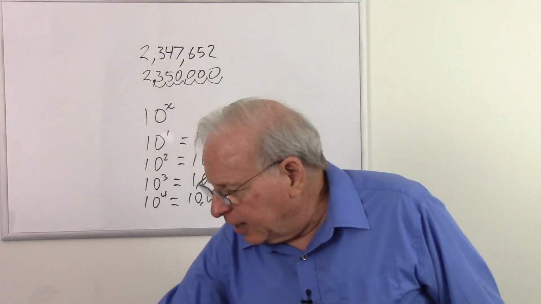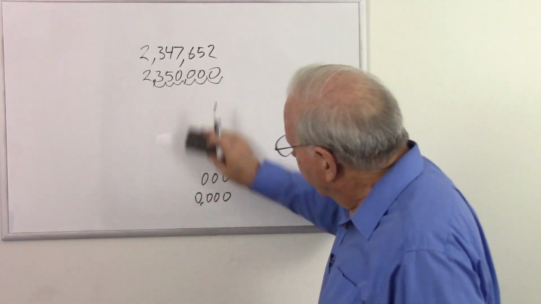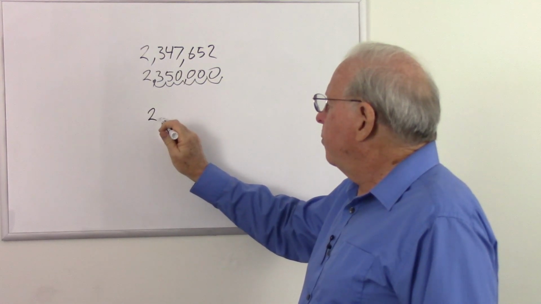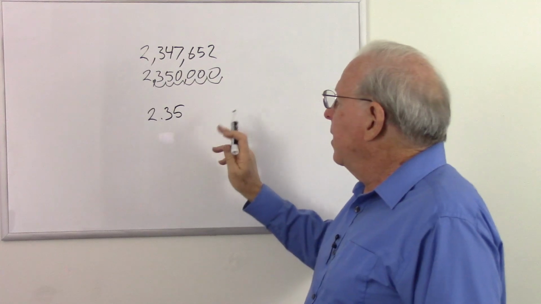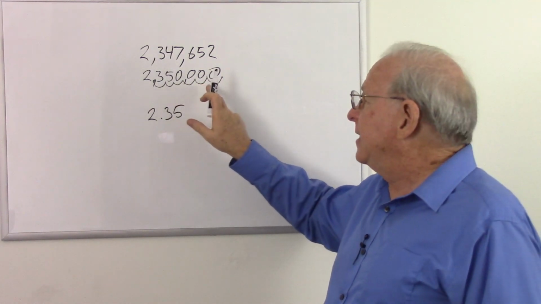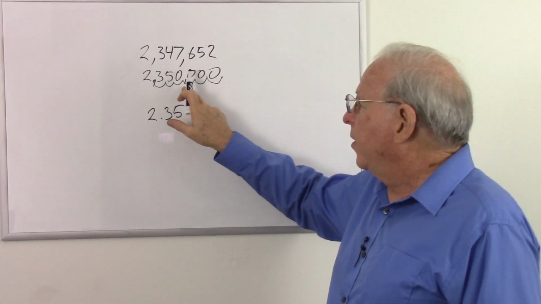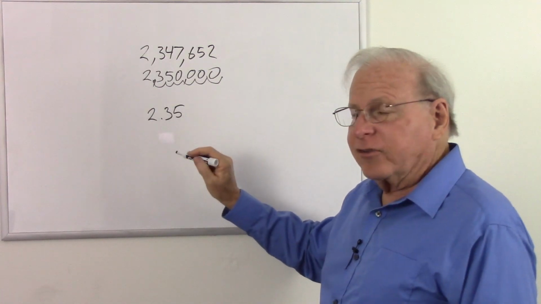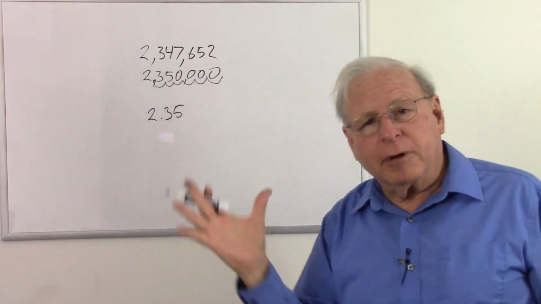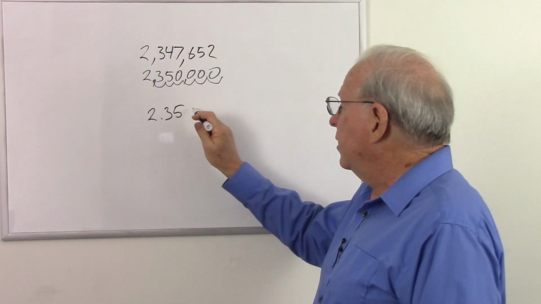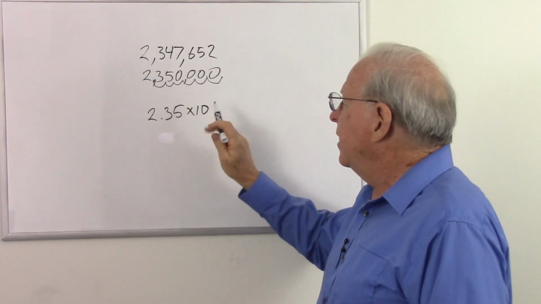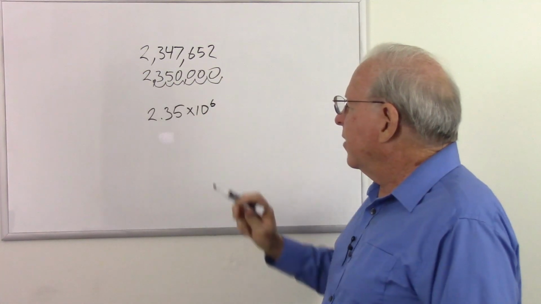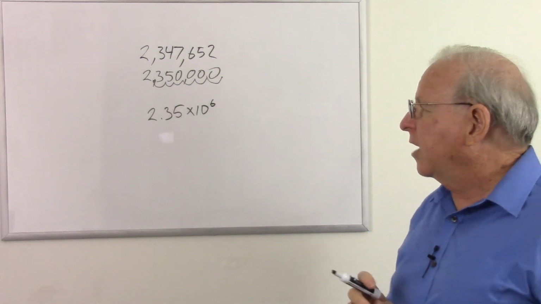So that now becomes 2.35, but what did we do? We divided it by 10. Each time we move this decimal point to the left one, we divided it by 10. So to express this number, we need to tell how many times we need to multiply it by 10 to get back our original number. So times 10, how many times? 1, 2, 3, 4, 5, 6. So that comes out to be 2.35 times 10 to the 6th.